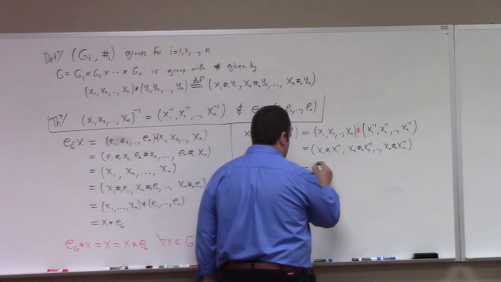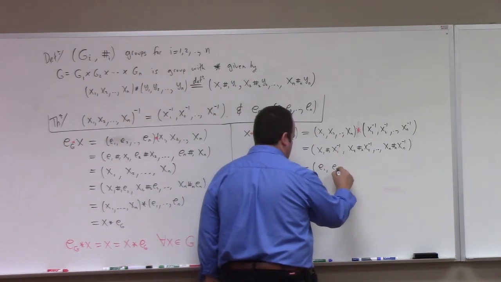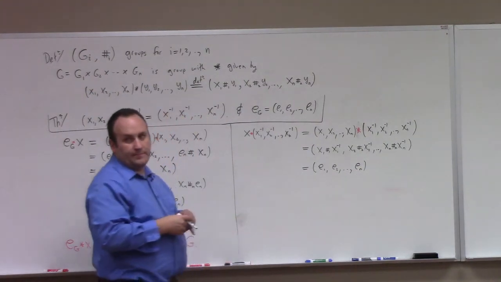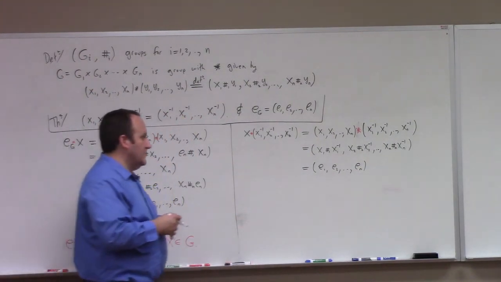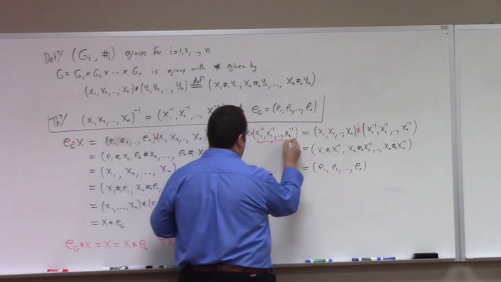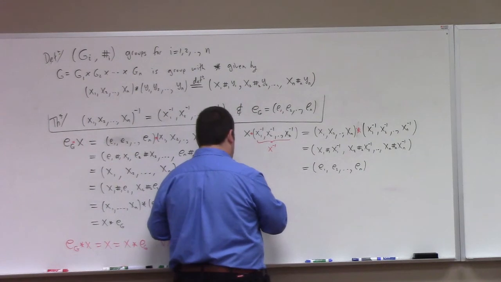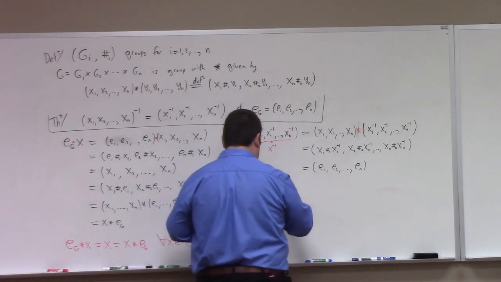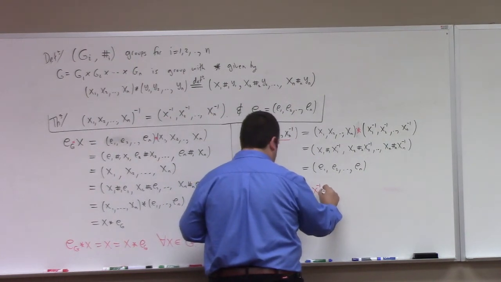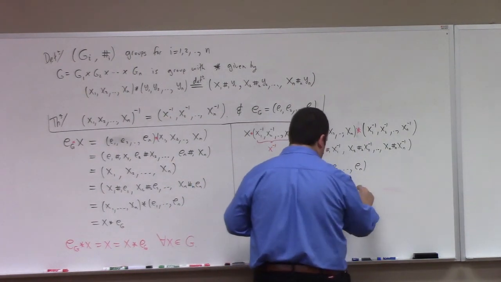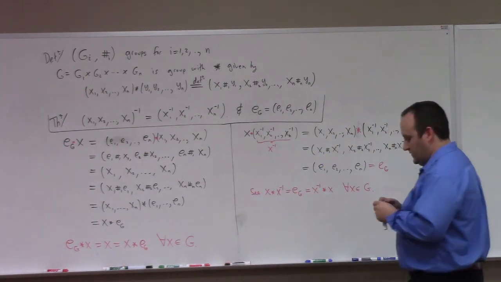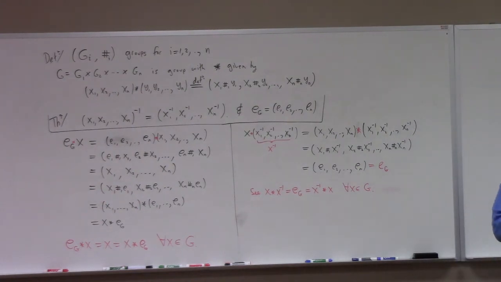Let's see here. So that is E1, E2, En, right? So if I name this thing, if I say that this is x inverse, you can see that x star x inverse is equal to EG, right? Is also going to be equal to x inverse star x for all x in G, which is to show that the tuple of inverse is the inverse of the tuple for arbitrary tuples.